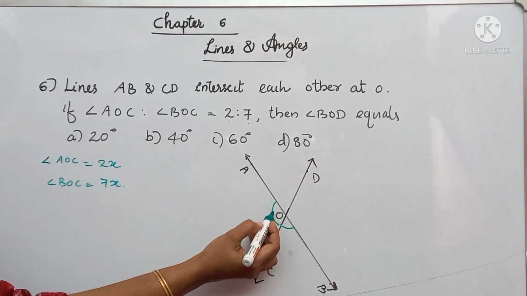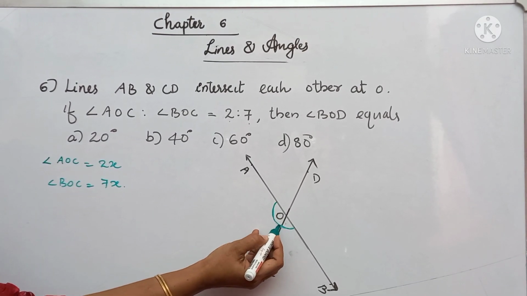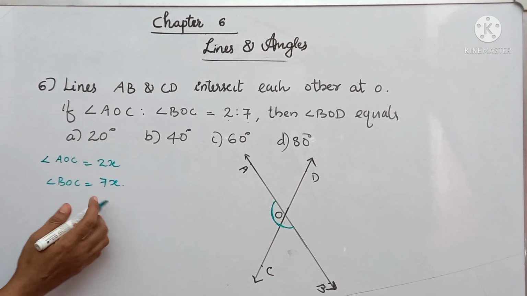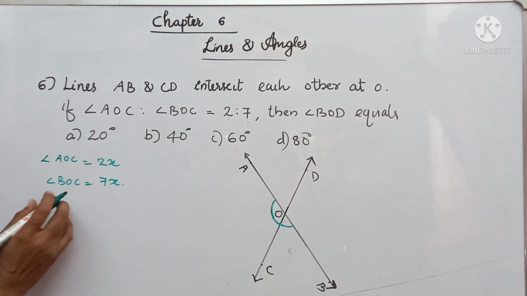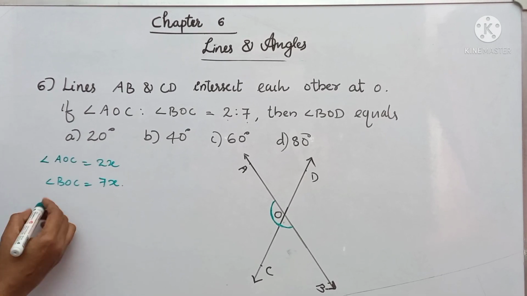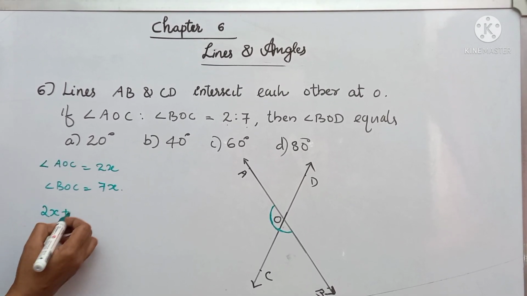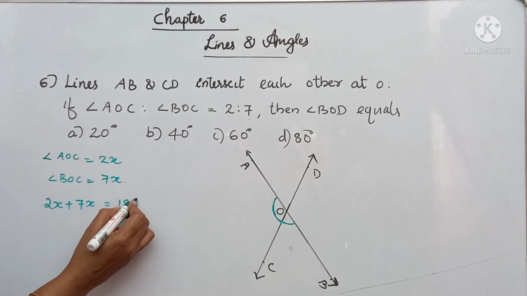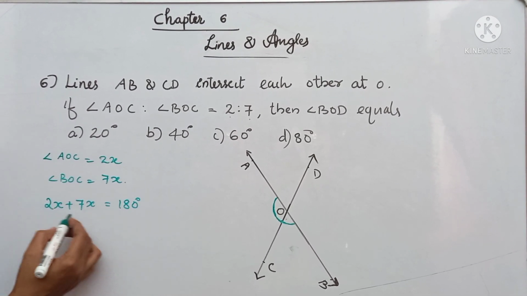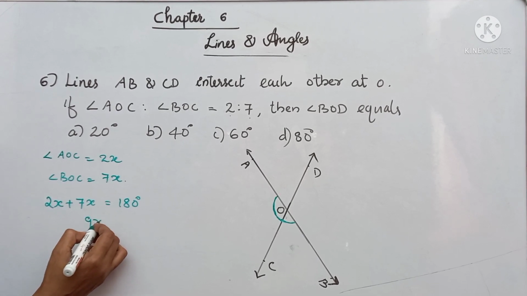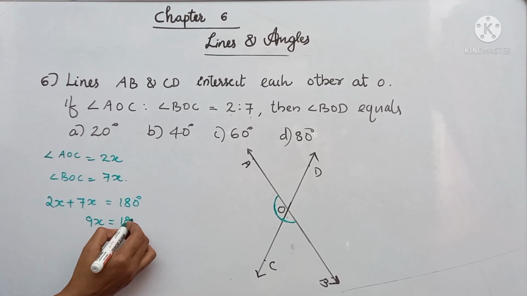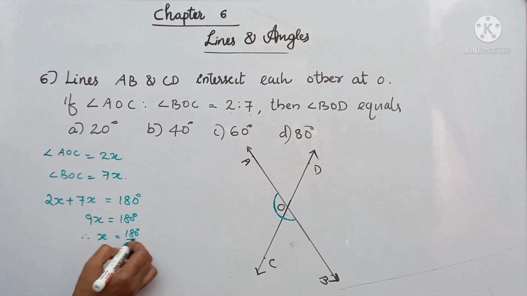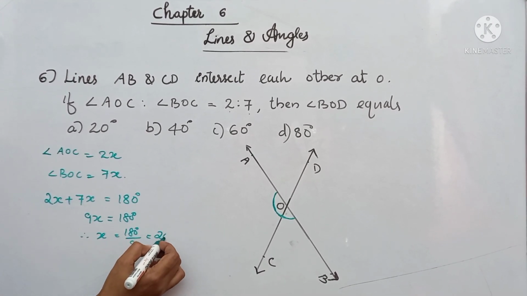And here from the figure we can understand these two angles are on a straight line. So it is a straight angle. That is angle AOC, that is 2x, plus angle BOC is 7x, is equal to 180 degree. Then 2x plus 7x is 9x. 9x is equal to 180 degree. Therefore, x is equal to 180 degree divided by 9, which is equal to 20 degree.